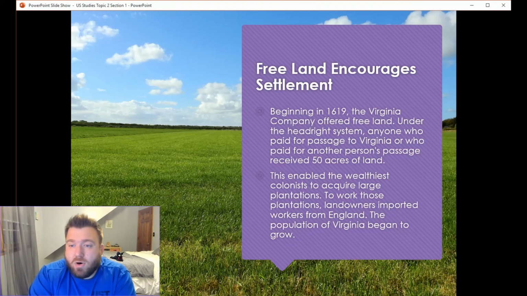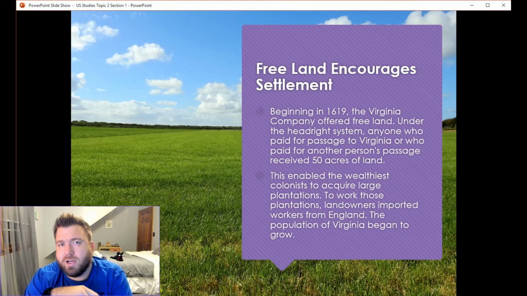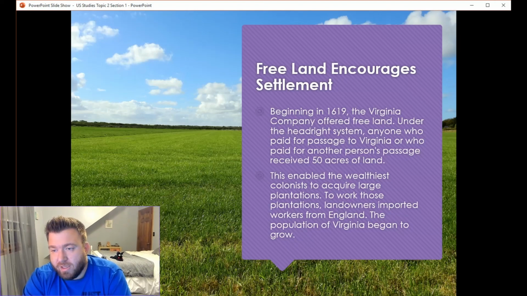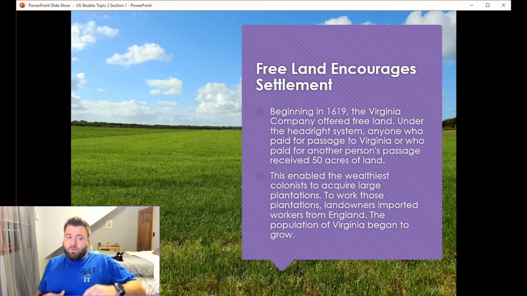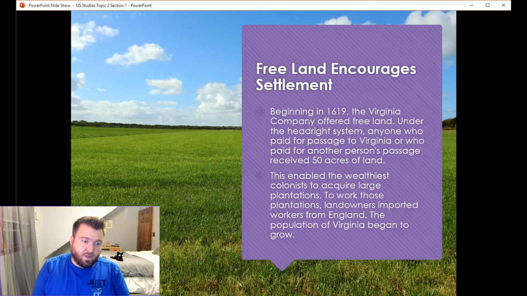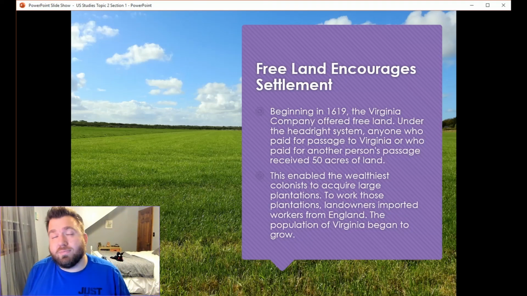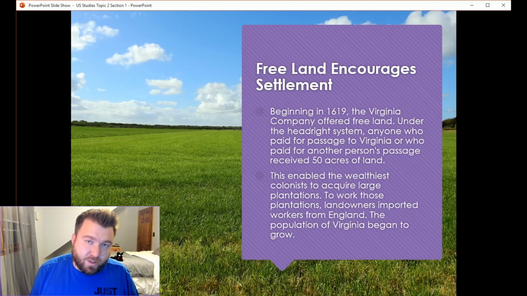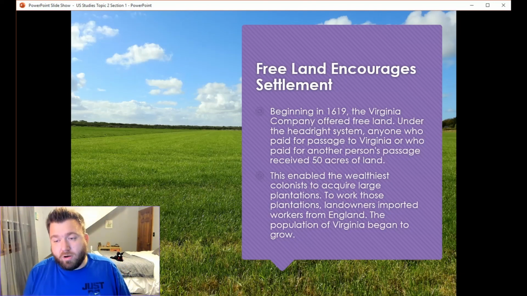So, they are offering this free land to anybody that comes. If you come to America to work it, we'll give you this land for free. 50 acres to each person. That's a whole lot of land for one person. But this is only for people that could afford to pay for their own passage over. So these people, they're coming over, they're probably not going to work it themselves. They're going to have people that they've employed to come work for them on their new land that they just got in this new country.